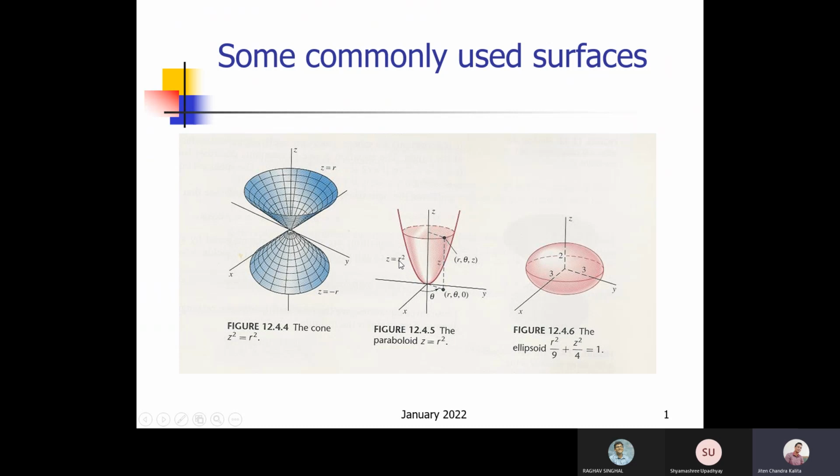It is given by z equal to x squared plus y squared. Similarly, if you consider an ellipsoid, it is going to have an equation like x squared by a squared plus y squared by b squared plus z squared by c squared equal to 1. I have just shown you the figures because these are very commonly used surfaces, and we are going to make use of them quite frequently later on.